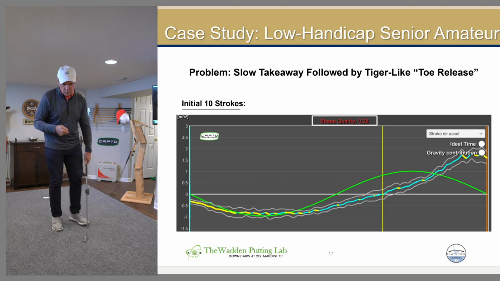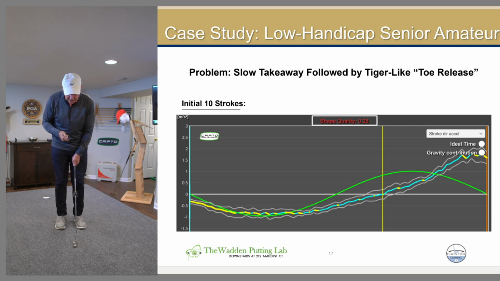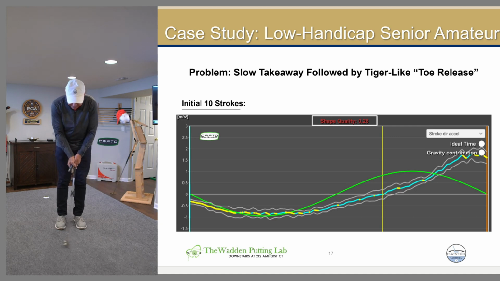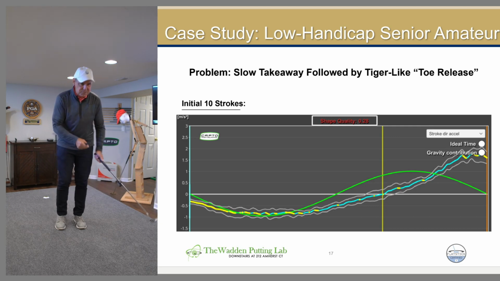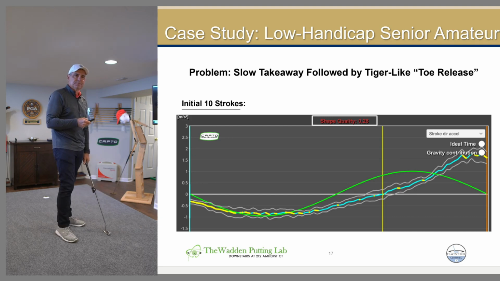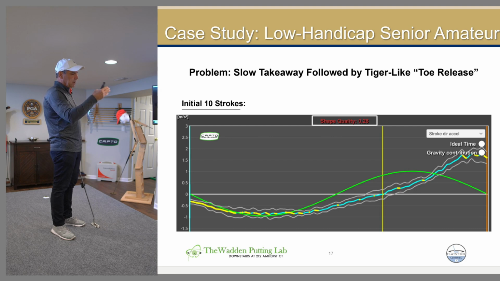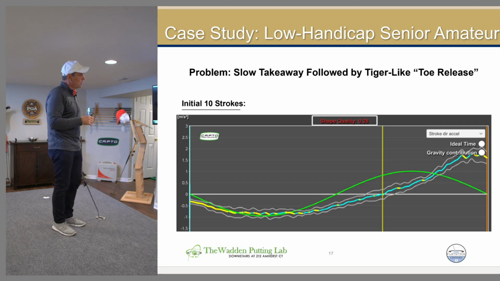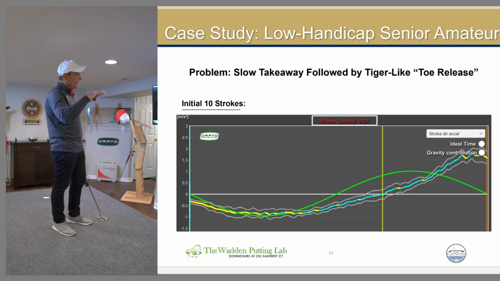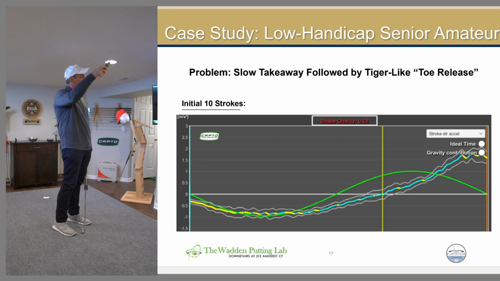At one point, he became kind of mesmerized by trying to release the toe like he heard Tiger was always trying to do. And he actually started kind of flipping his wrists through the impact to release his toe. And so with the combination of the slow takeaway, you can see the force production before the end of the backswing is way under the lime green sine wave, and then very late in the stroke, you see that wrist throw, and boom, the quantity of acceleration is way great. It did not manage its way back down to zero.